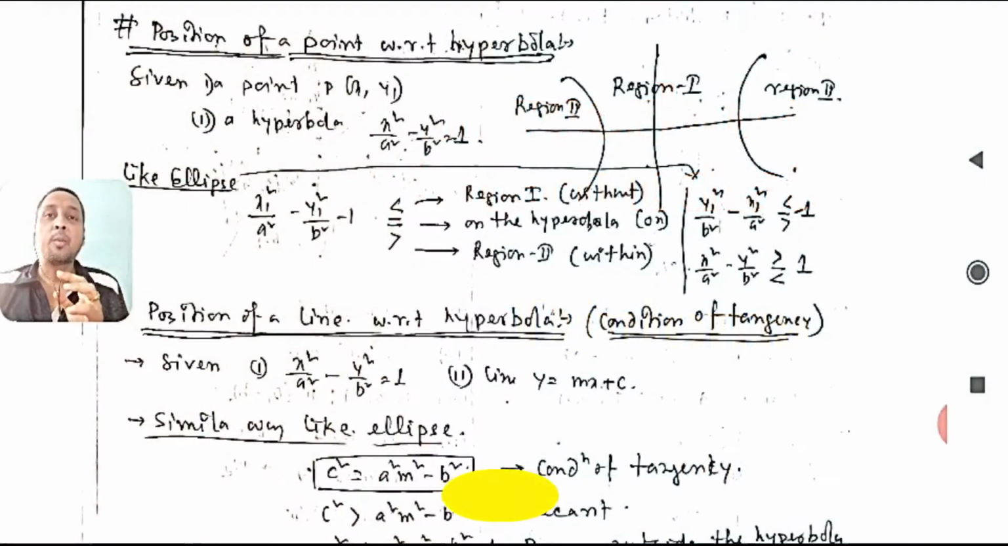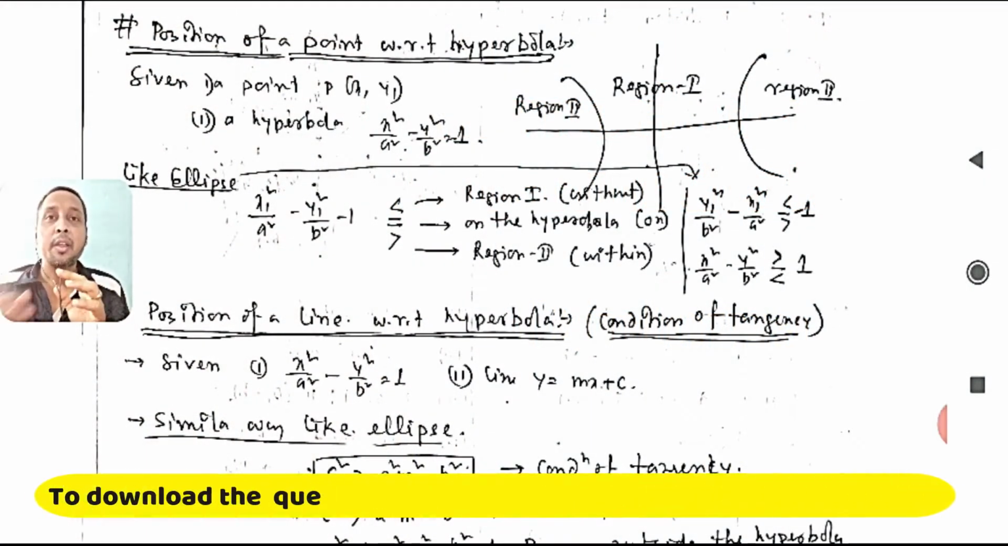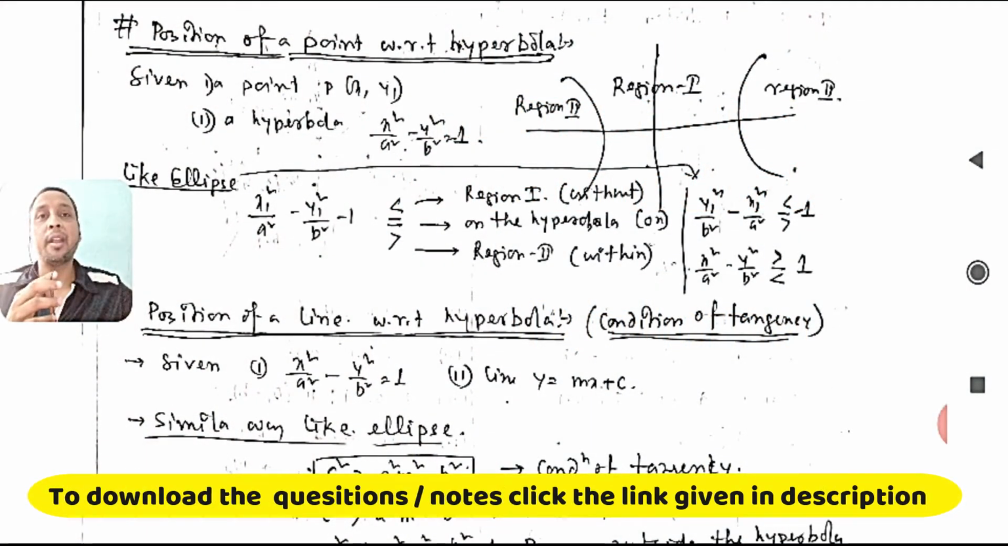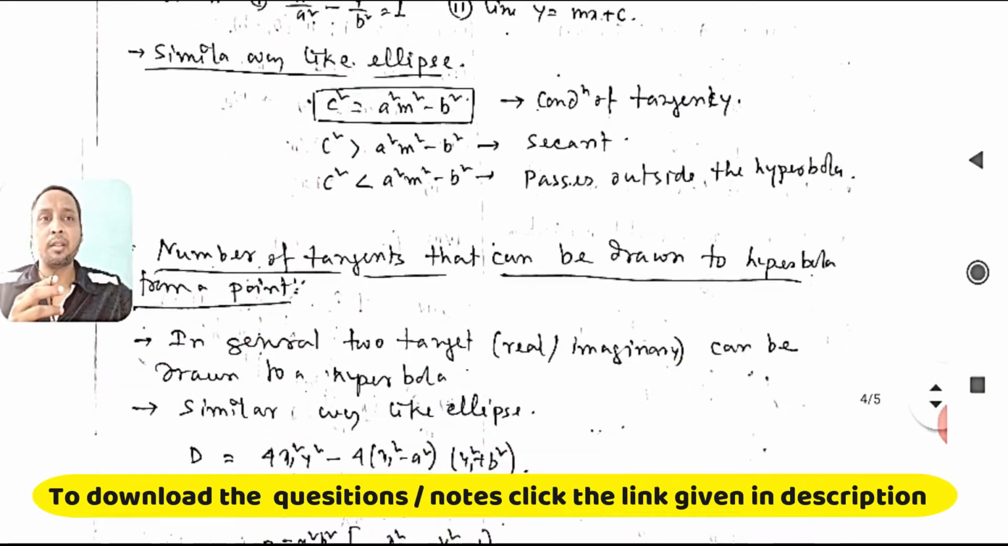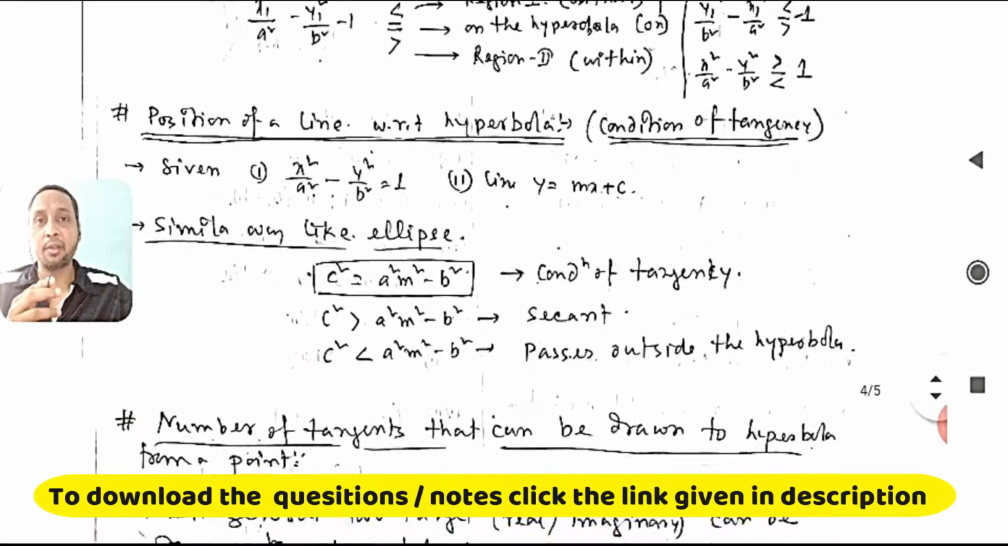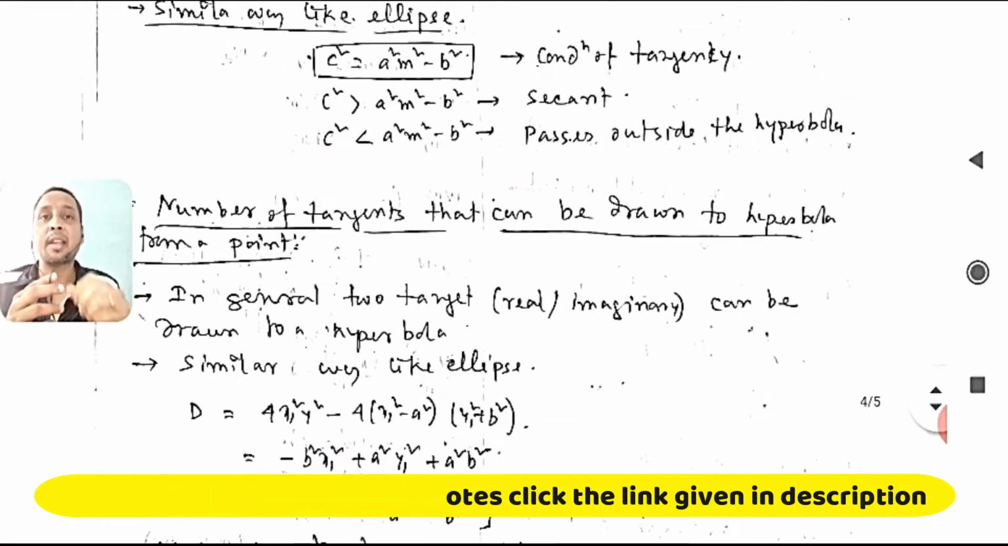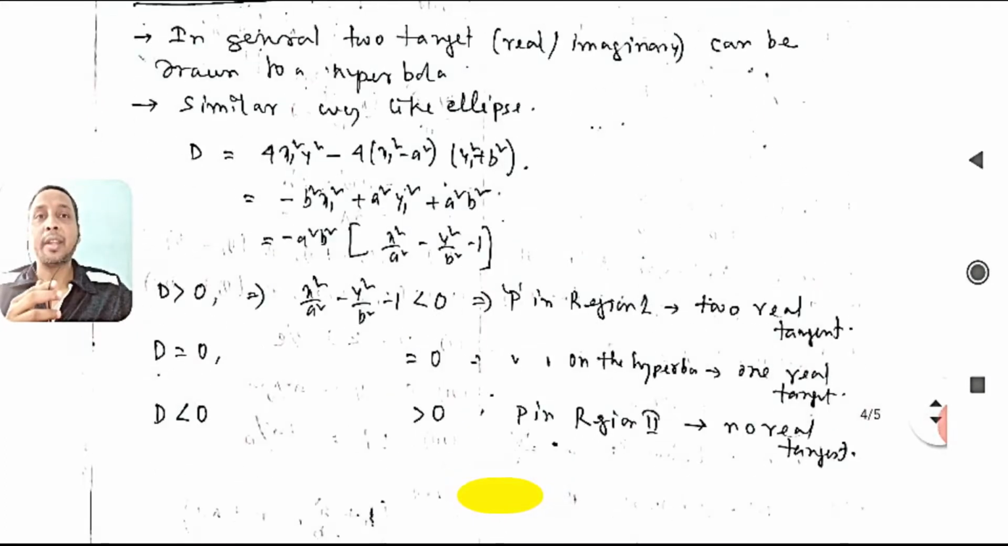Okay students, welcome you all to this new lecture in intermediate level. So today we will be seeing the position of a point with respect to a hyperbola and the position of a line also with respect to a hyperbola. And along with that, the condition of tangency will also come. We will also see the number of tangents that can be drawn to a hyperbola. Okay, then let's see this.